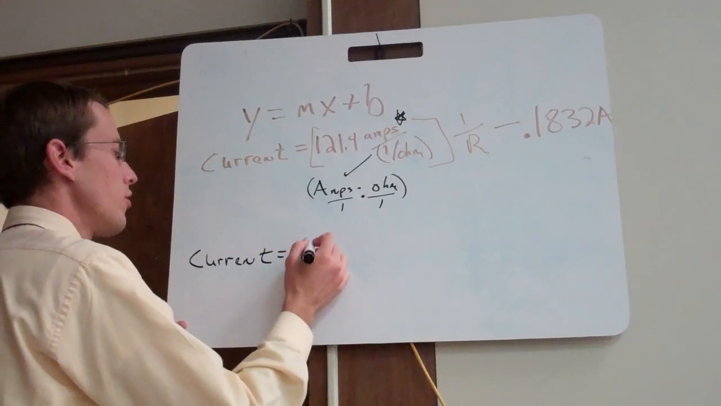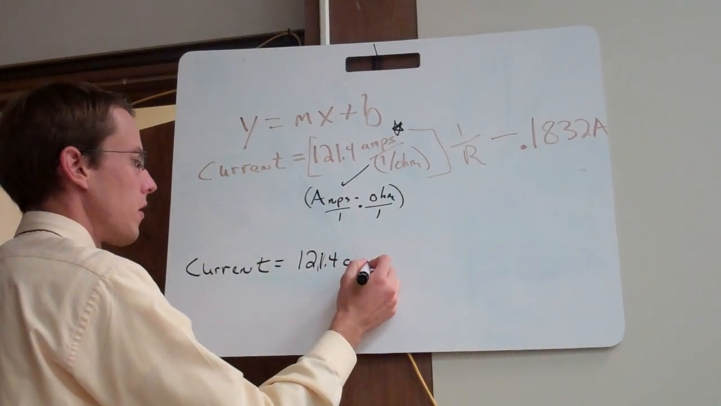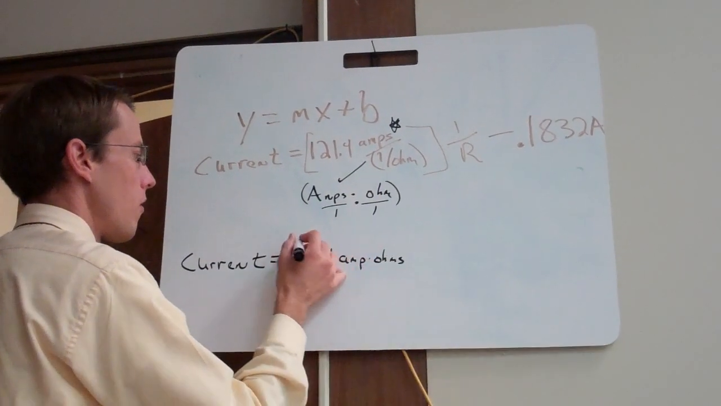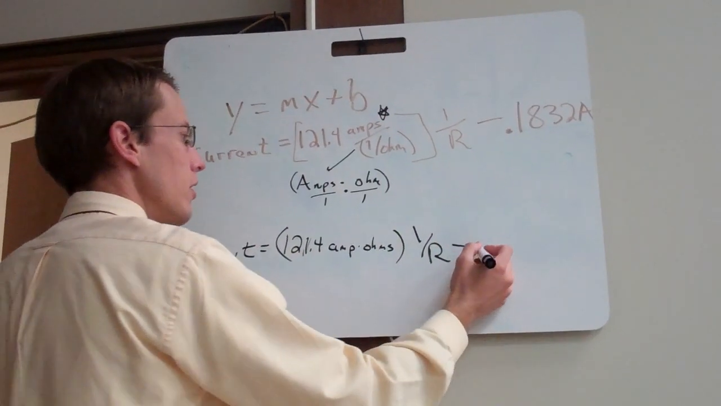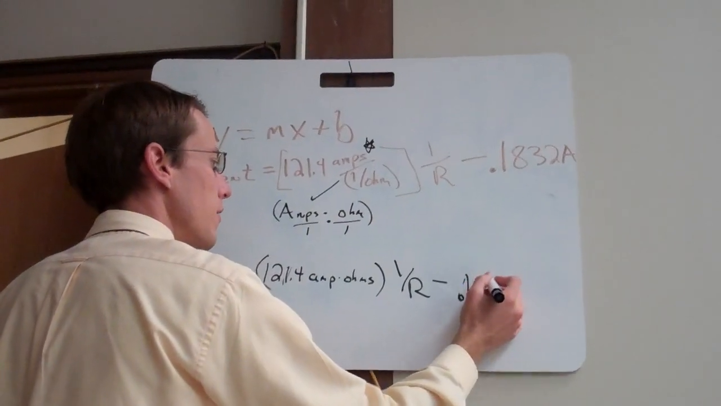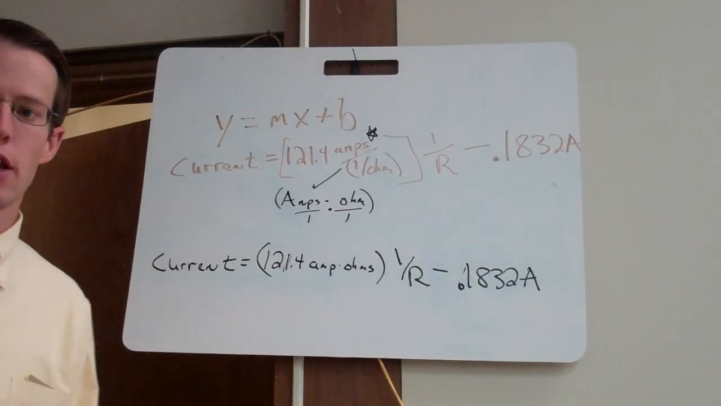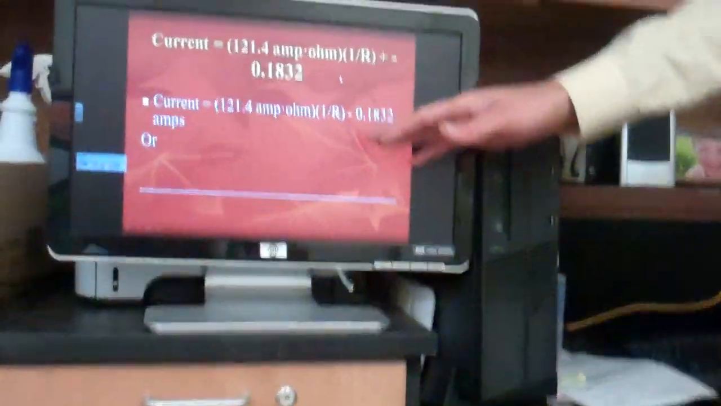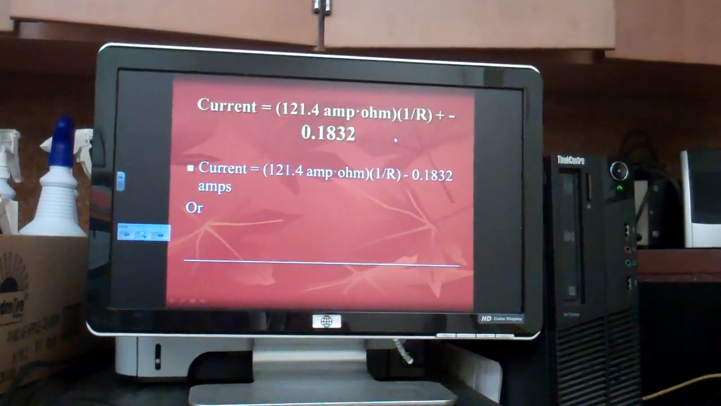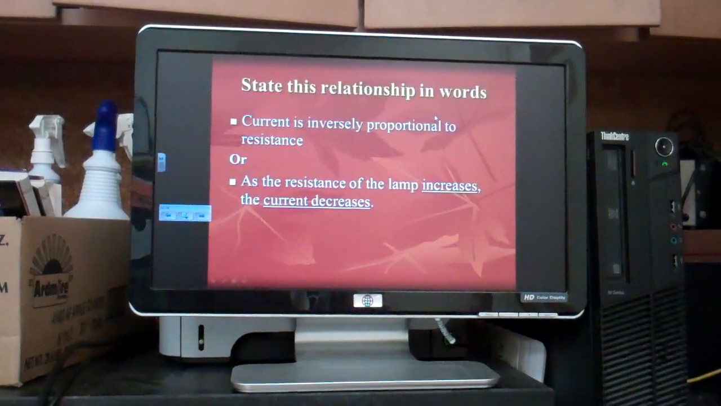Current equals 121.4 amp ohms times 1 over R minus 0.1832 amps. And again, I can't consider significant figures without the actual data table itself. So let's go ahead and look at the PowerPoint here. And your final equation is already up there on the board, so you can go ahead and fill that in for that slide, or you can pause it here if you need just a little bit more time.